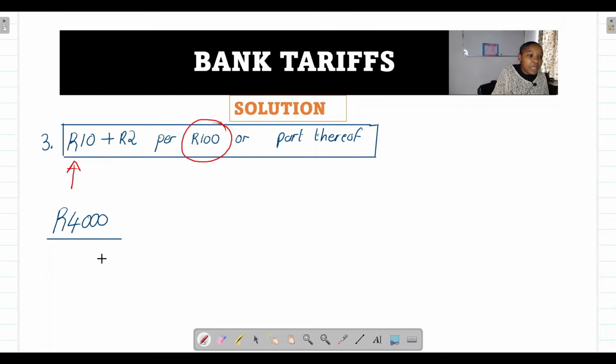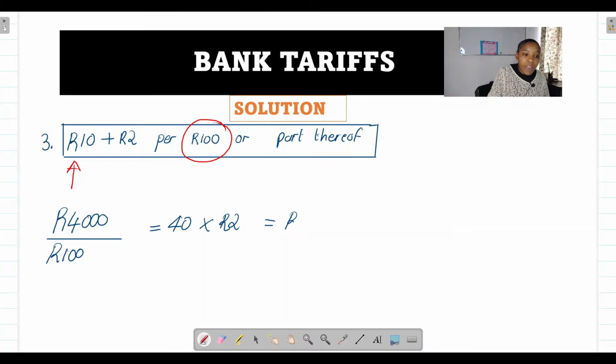Okay, so let's just do that. You're going to take that 4,000 rand and divide it by 100. Why are we doing this? Because we just want to find out how many 100 rands we have in 4,000. So in this case, we know that we've got 40 100 rands in 4,000. And then from there, that makes it easy for us to multiply by the fee that you'll pay for withdrawing 4,000 rand. If you take the 40 multiplied by 2, you will get your 80 rand. So for just withdrawing 4,000 rand, you will pay 80 rand.